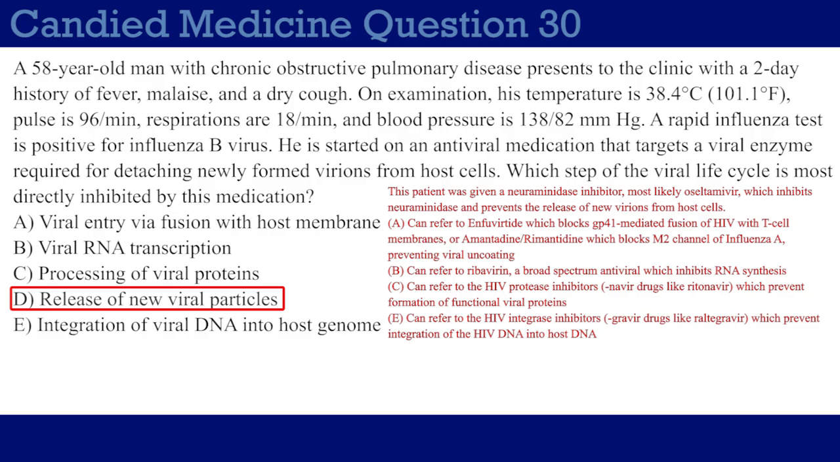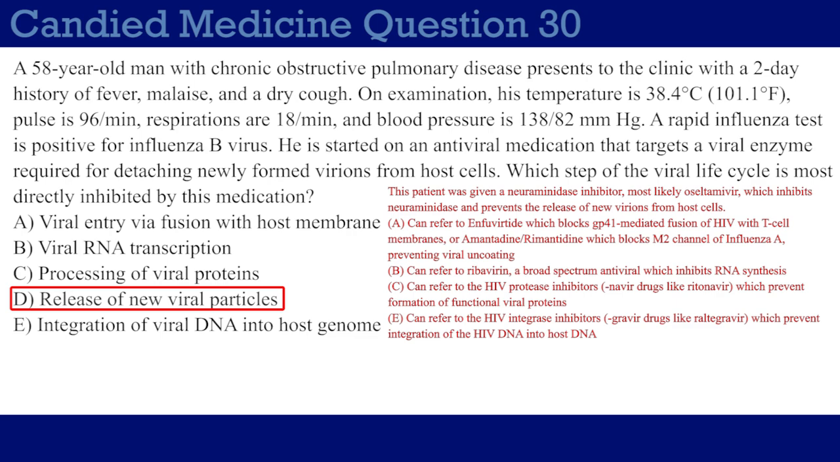Again, not much to say here. This is one of those things where you just gotta know the mechanism of oseltamivir. So let's look at some of the other answer choices because some of them actually do represent some other high-yield antivirals for USMLE. Choice A, viral entry via fusion with host membrane.